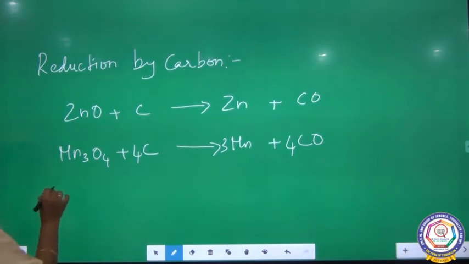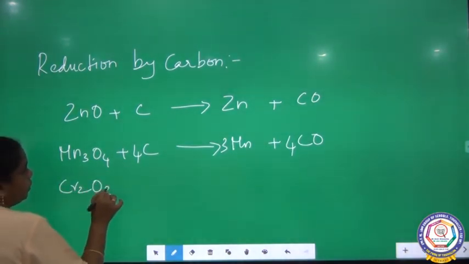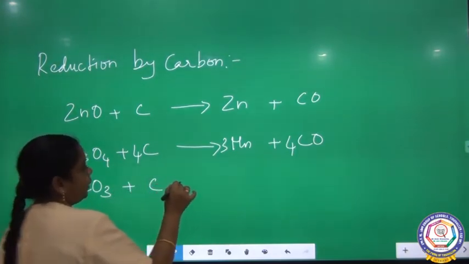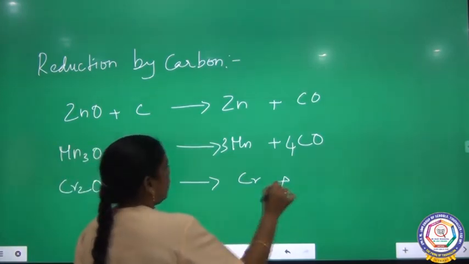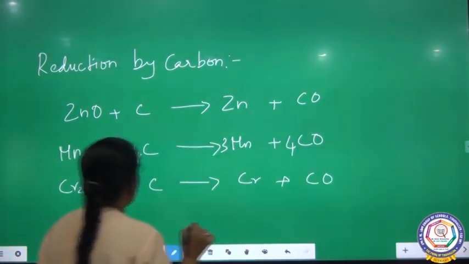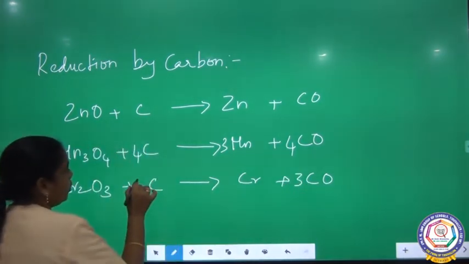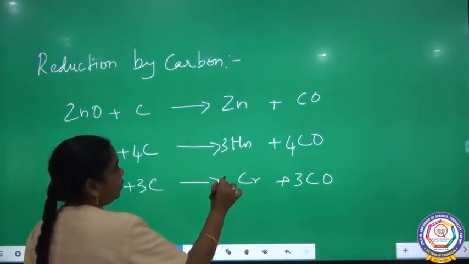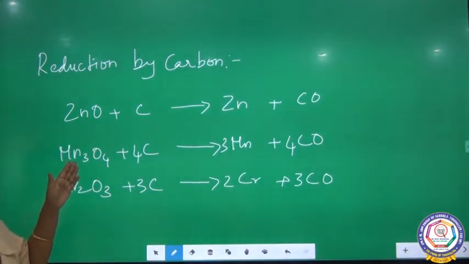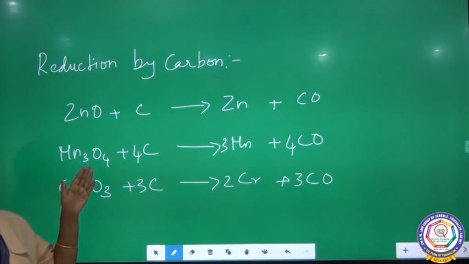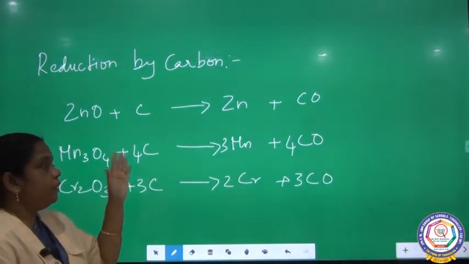And next, chromic oxide. Cr2O3 plus carbon to form chromium plus carbon monoxide. Here 3 oxygen, so 3 carbon and 2 chromium. So this method is applicable only for the metals which do not form carbide with carbon.